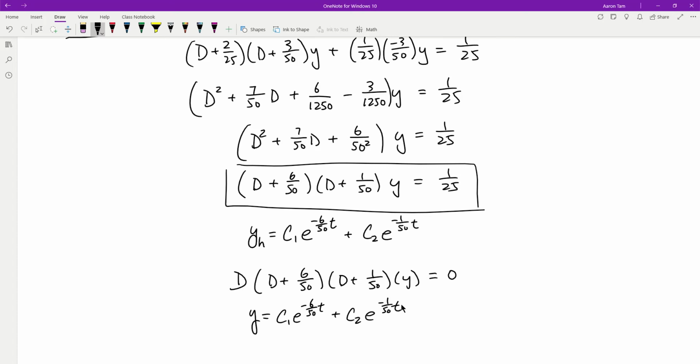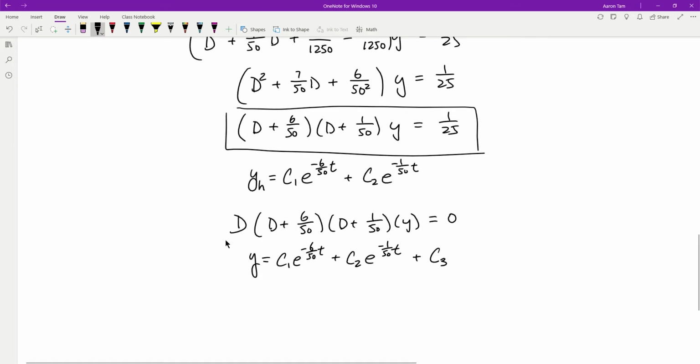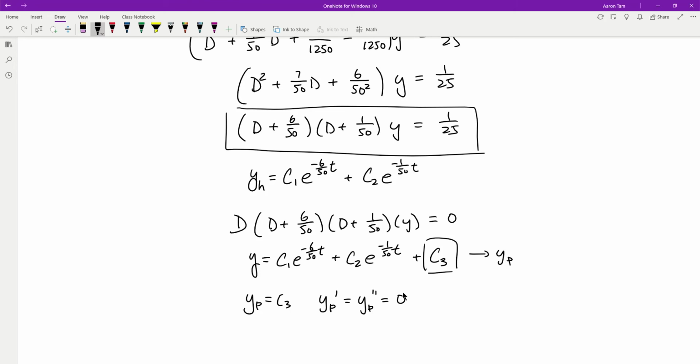Which we know these two are the homogeneous solution, plus another solution C3. So that actually makes it very easy, because then this must be our y sub p. So if y sub p is equal to C3, then y sub p prime and y sub p double prime both equal 0.